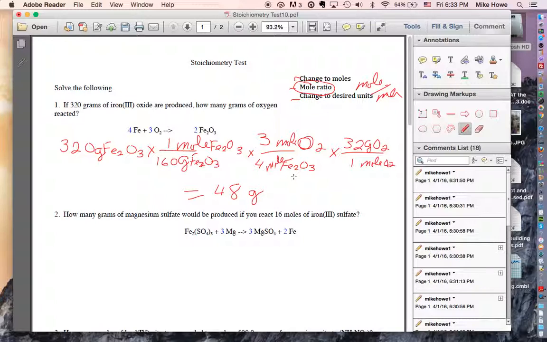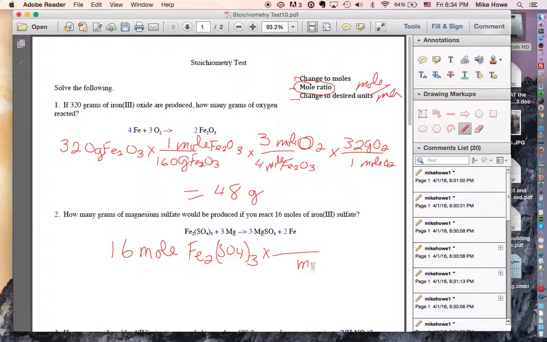Now question 2. In question 2, we have 16 moles of iron 3 sulfate. Iron 3 sulfate is Fe2(SO4)3. Do we need to do the first step, change to moles? The answer is no, because it's already in moles.